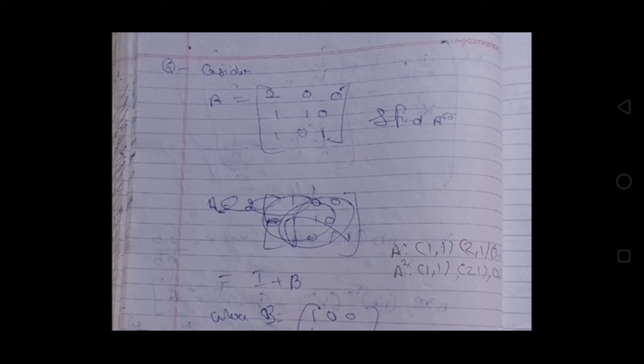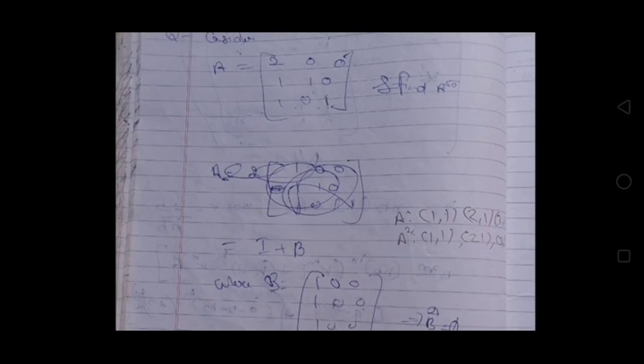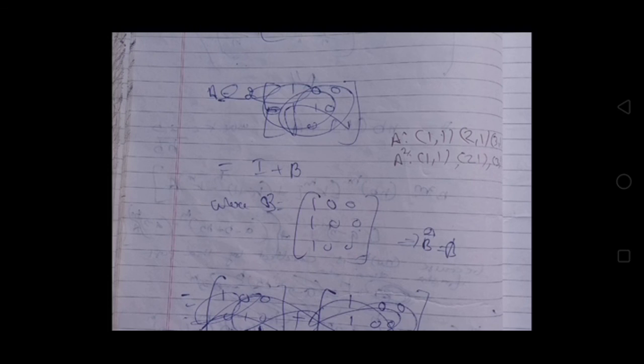Now see this question. Consider a matrix A whose entries are like this. Now we have to find A raised to power 50. You can see this can be written as identity matrix plus B, where B is equal to this. You can see all the entries in this matrix are in the positions 1 1 2 1 3 1, and all the entries in B square will be 1 1 2 1 3 1. This is the concept which I have used in the example of idempotent matrix.